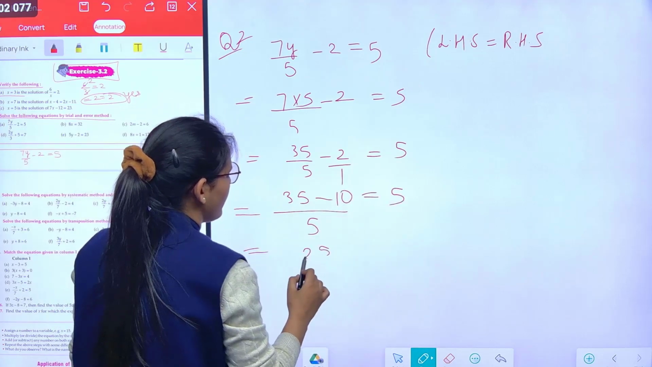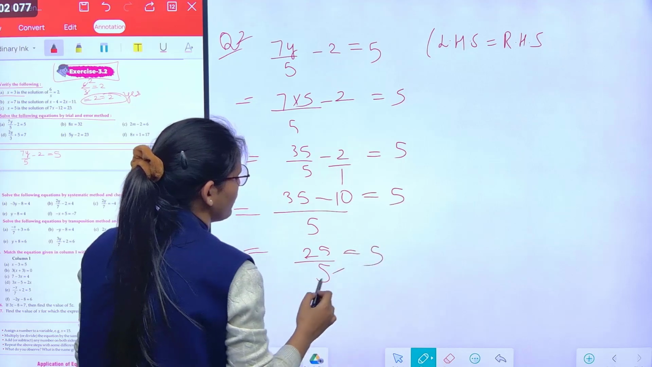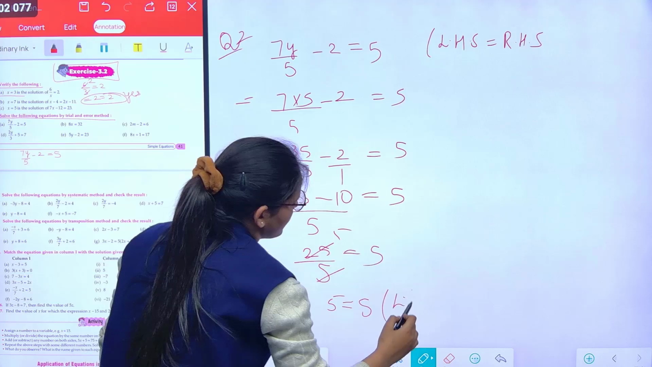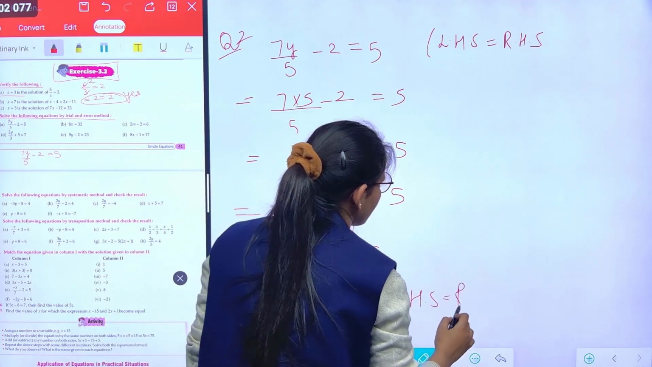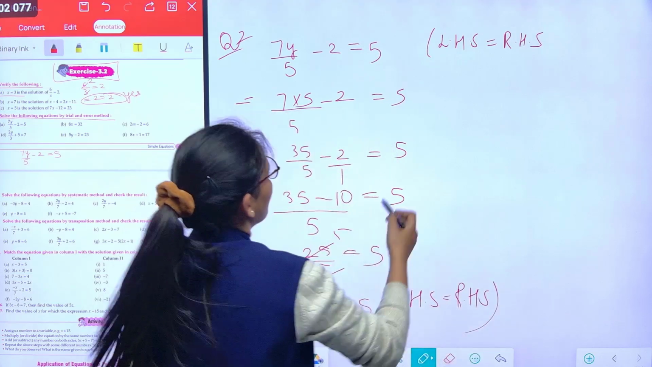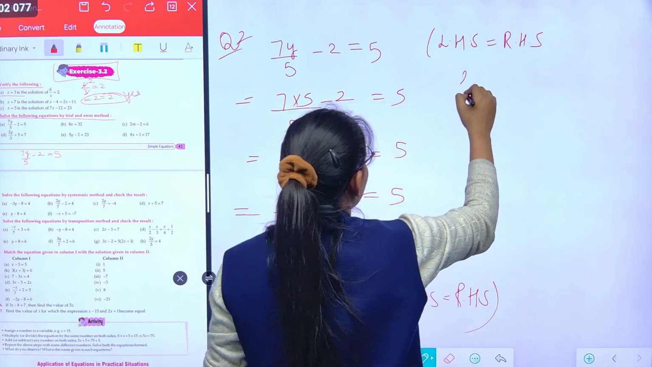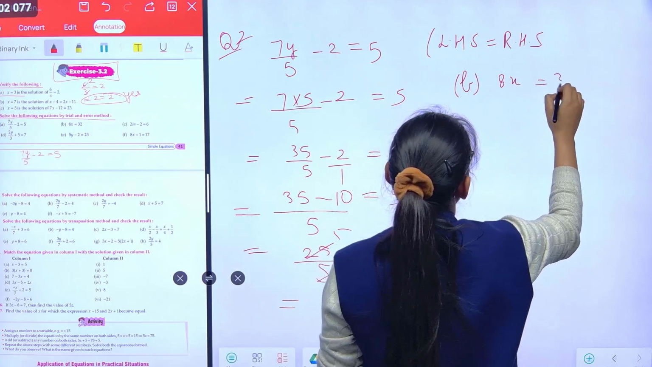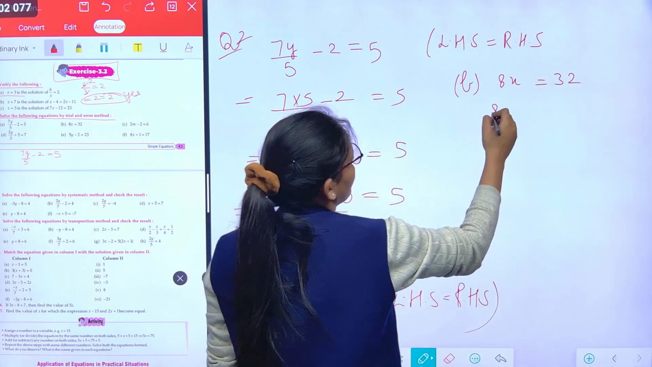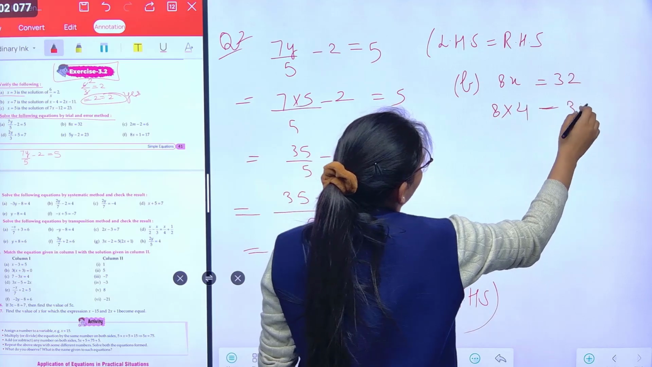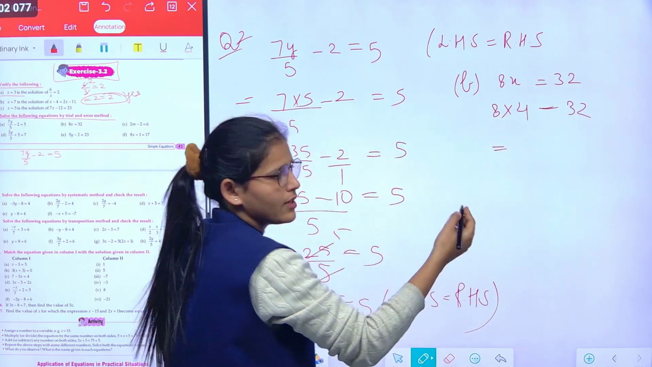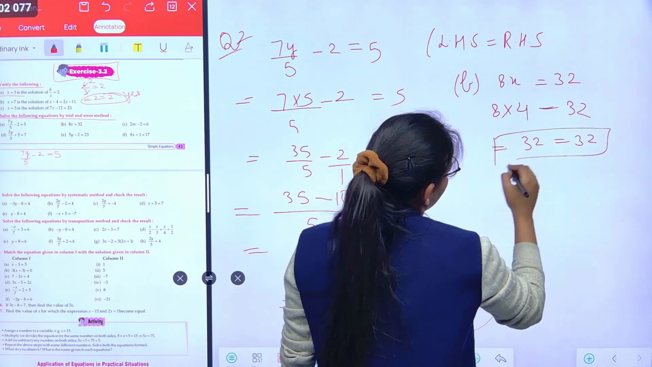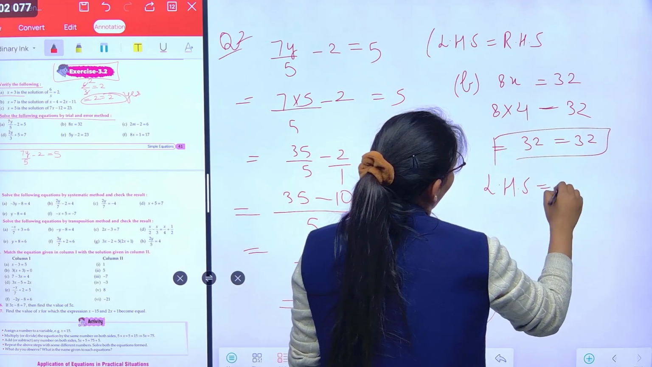Now class, 25 upon 5 is equal to 5. So 5 5s are 25. Now class, 5 is equal to 5. LHS is equal to RHS. Understand class? Now let's see the B part, that is 8x is equal to 32. Now class, what will we put in place of x? 4. We know that 8 fours are 32. 32 is equal to 32. Class, again LHS is equal to RHS.